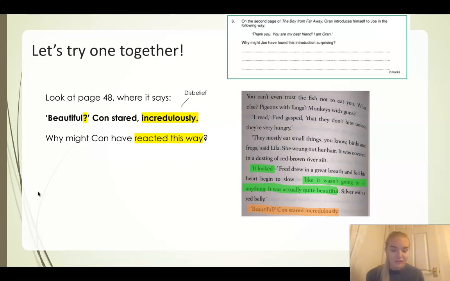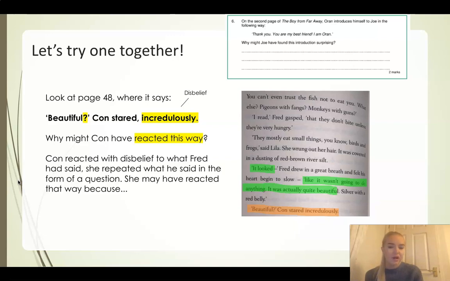So now I've had a look at the quote in my text. I've also had a look at the words around the quote. I'm understanding how Con has reacted in the first place, because we could have said, oh, Con was happy, but she wasn't, because we've used the text and our new knowledge of this word incredulously to realise that it means disbelief. And then we thought, why was she in disbelief? So then we can start to scaffold our answer.